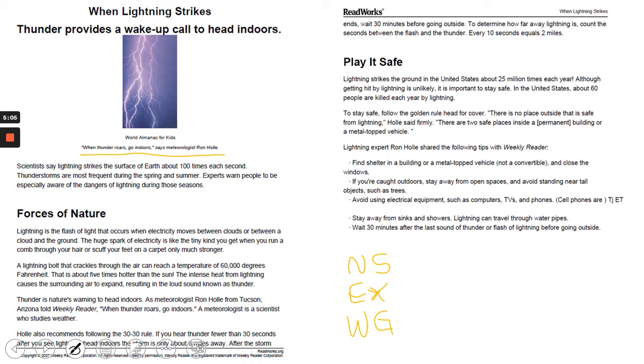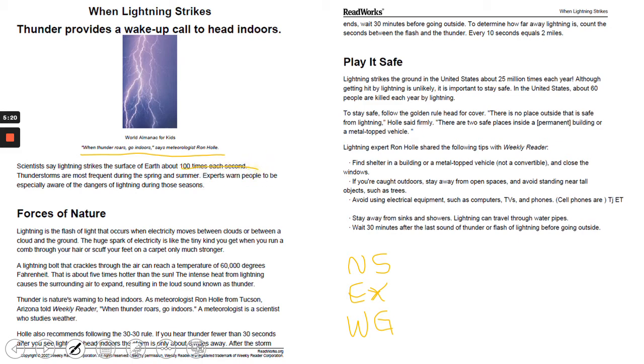Scientists say lightning strikes the surface of the Earth about 100 times each second. Thunderstorms are most frequent during the spring and summer. Experts warn people to be especially aware of the dangers of lightning during these seasons.